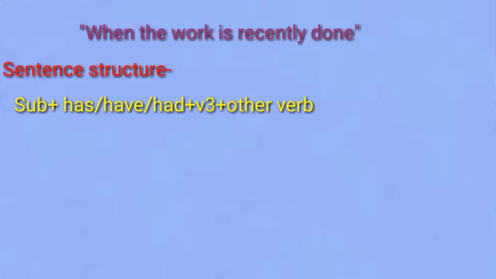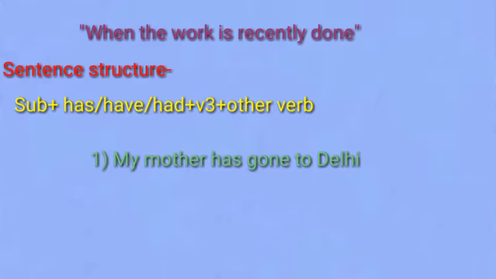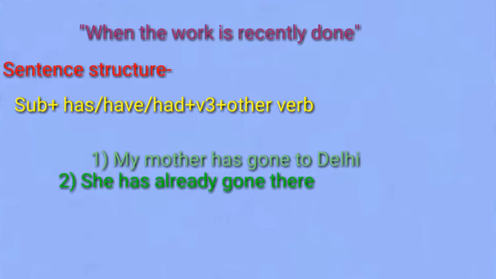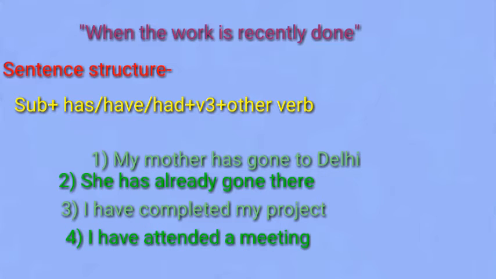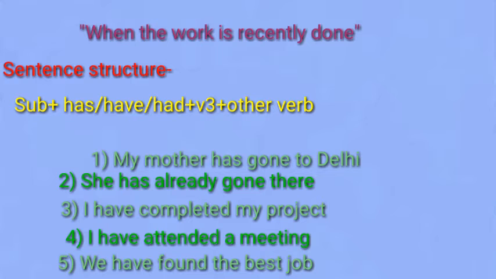Okay. For example, my mother has gone to Delhi. So here go, went, gone. We use the third form of verb. My mother has gone to Delhi. Next example is she has already gone there, or he has already gone there. Next example is I have completed my project. Completed, third form of verb. I have attended a meeting, third form of verb. We have found the best job.